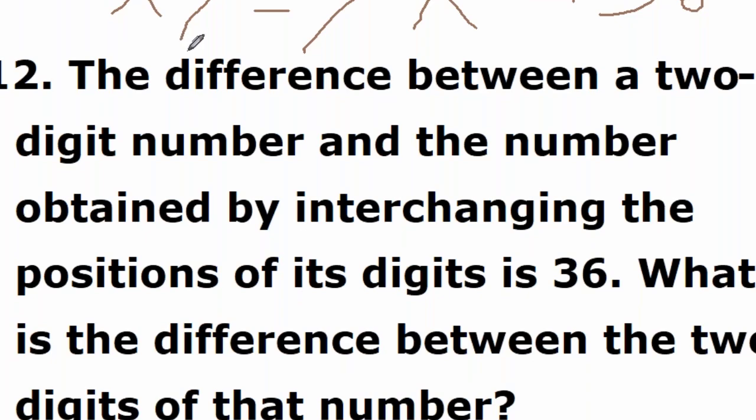The first digit is x, the second digit is y. You have to find x minus y. Am I clear to all of you? So first of all, please understand what exactly they have given and what we have to find. Don't go for unnecessary data. xy minus yx is given, x minus y you have to find.